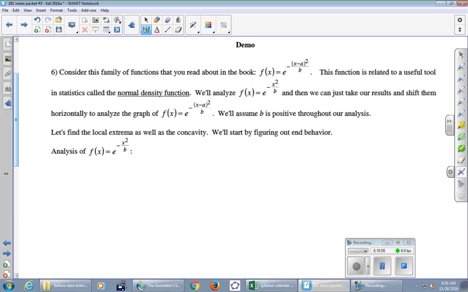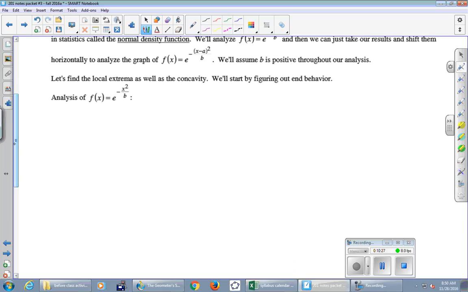It's going to shift it either right or left depending on whether a is positive or negative, right? So we're going to ignore the minus a because that's easy. That's just a left or right, and we'll analyze this guy, which is already going to be hard enough by itself. Okay, we're going to assume that b is positive. That will come up later on. So let's give it a shot. First thing we'll do is find end behavior. End behavior means the limit as x goes to infinity of the function e to the negative x squared over b.